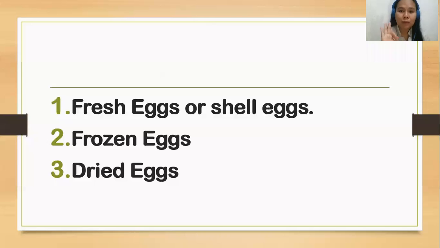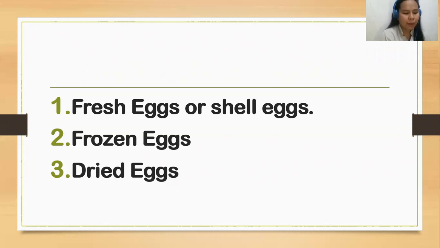There are three market forms of egg. The first one is the fresh eggs. They are also called shell eggs and said to be the most common type of egg that can be purchased in the market. It can be bought by the dozen or in a tray of 36 pieces.